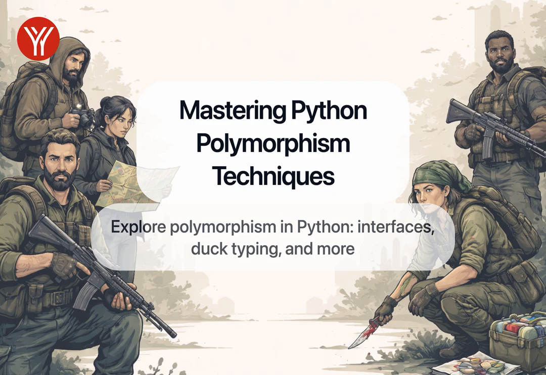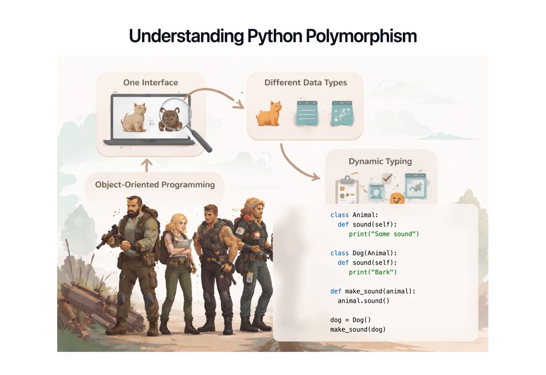Python programming language. Polymorphism. Explore polymorphism in Python, interfaces, duck typing, and more. Polymorphism in Python is the ability to use a single interface to represent different data types. This concept is integral to object-oriented programming, allowing flexibility and reassignability in code.